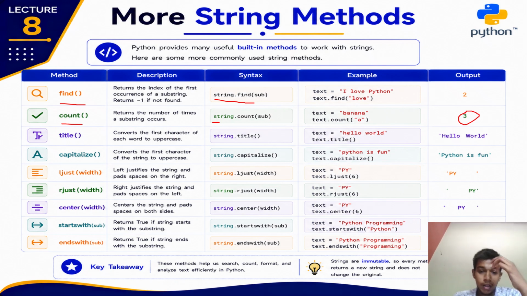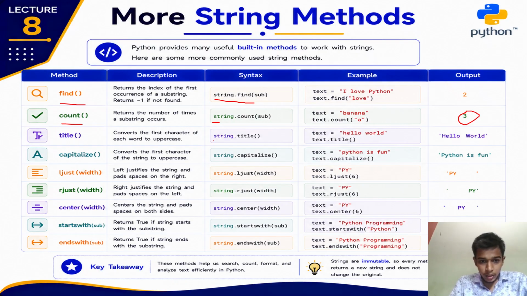Third, the title method. This converts the first letter of every word into uppercase. So you can see the syntax here. Now the text is text equal to hello world, then text dot title. You can see that the first letter of each word, hello and world, is converted into uppercase. This is useful for formatting names, headings or titles.